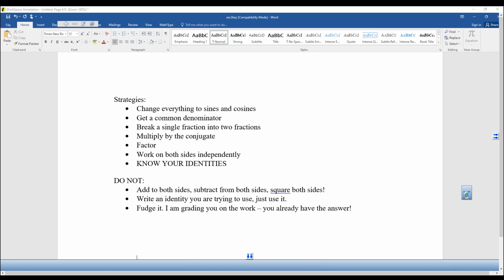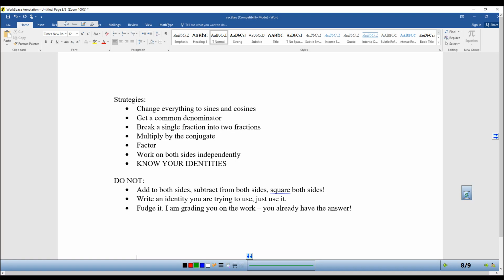So on the next page, I just tried to sum up some different strategies that you could use. Changing everything to sines and cosines, getting a common denominator, or conversely, breaking a single fraction into two fractions, uncommon denominatoring it. We multiplied by the conjugate, we factored, we worked on both sides independently. Most importantly, you just need to know your identities. You have to have a great appendix nearby or have them memorized.